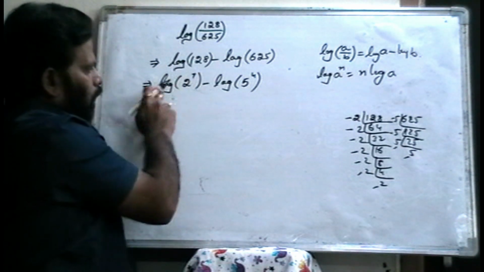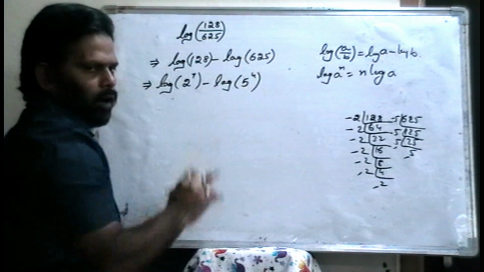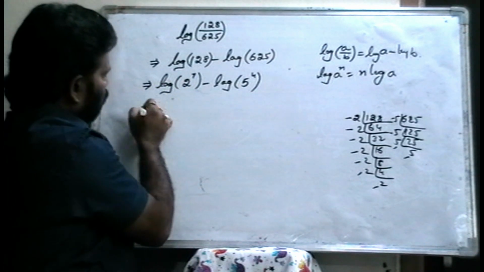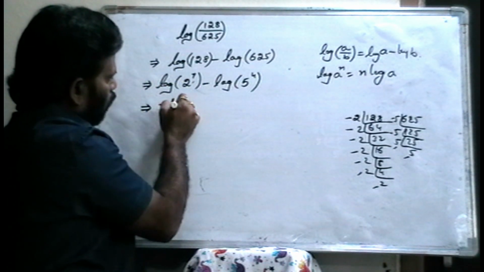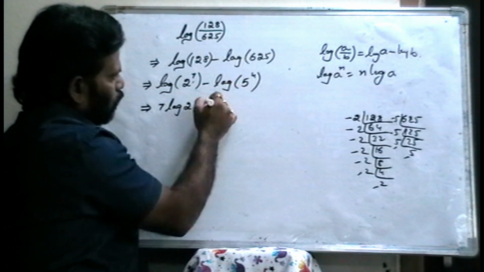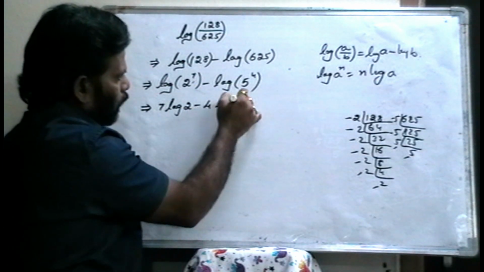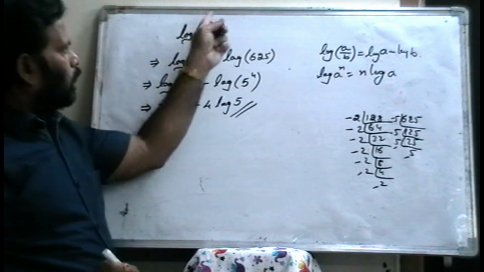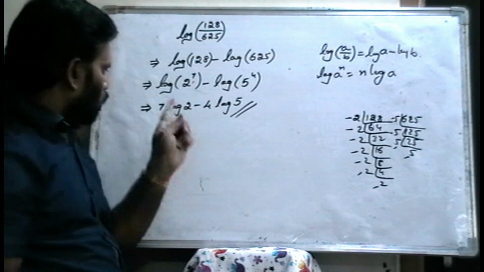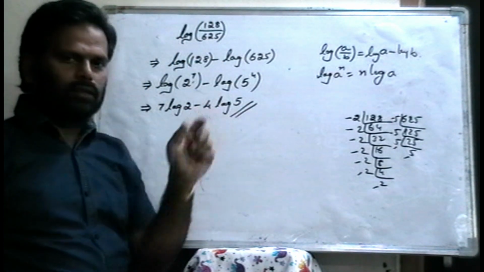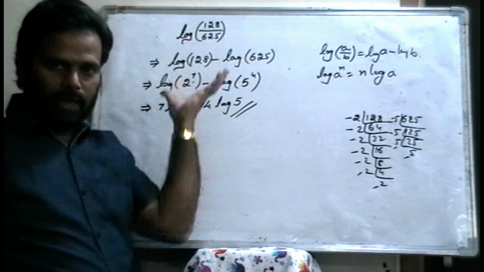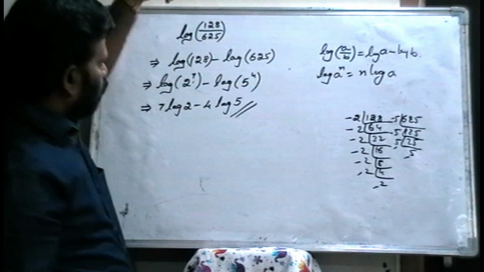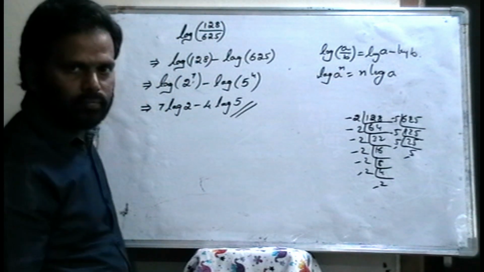It is in the form of log A power n. It is also in the form of log A power n. Now apply: log A power n is equal to n log A, that is 7 log 2 minus 4 log 5. So log 128 by 625 is equal to 7 log 2 minus 4 log 5. It is also an expansion, or expansion of log 125 by 625.